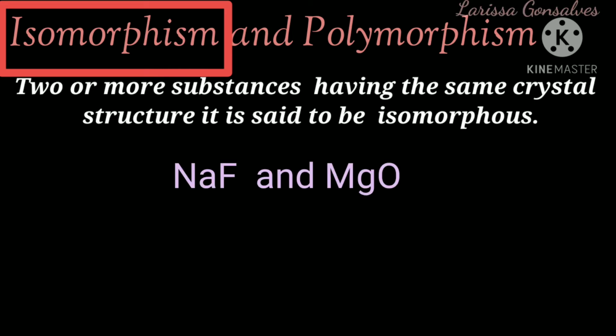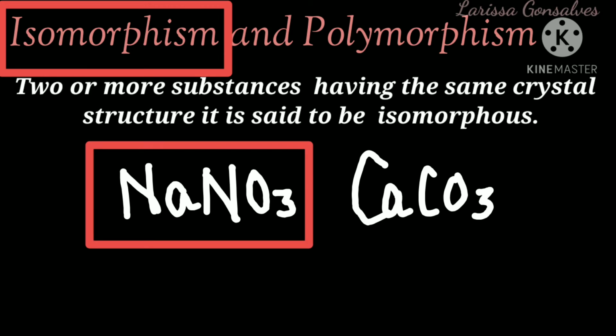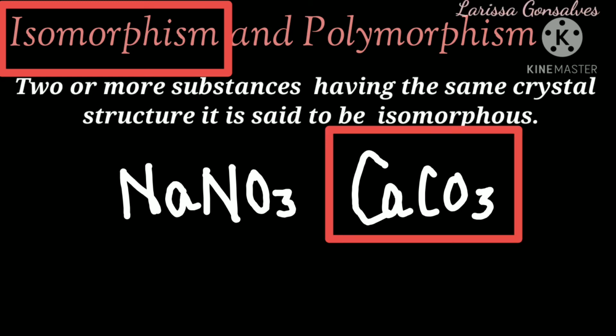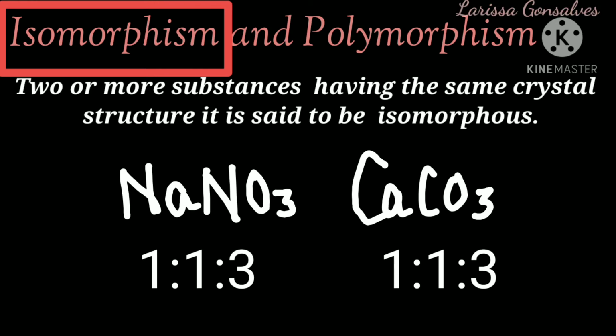For example, NaF and MgO. So there is one atom of sodium and one atom of fluorine, and one atom of magnesium and one atom of oxygen. Hence the ratio is 1:1. The second example is NaNO3 and CaCO3, that is sodium nitrate and calcium carbonate. Here there is one atom of sodium, one atom of nitrogen and three atoms of oxygen. Similarly, in calcium carbonate, one atom of calcium, one atom of carbon and three atoms of oxygen. Hence the ratio is 1:1:3.